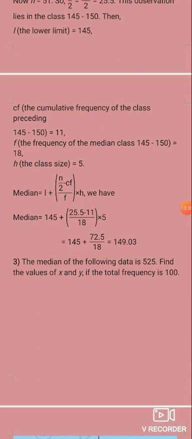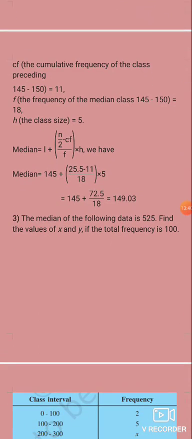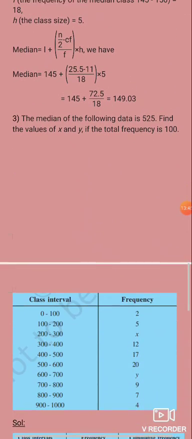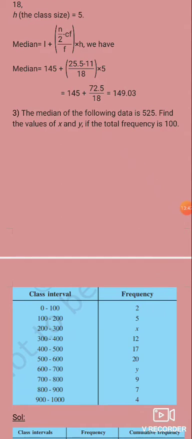Now the next type of question, this is also an important one, a 4-mark question, the maximum mark question. The median of the following data is 525. Find the values of x and y, the missing frequencies. In the case of a mean, there is only one missing frequency. So here the missing frequencies are x and also y, and the total frequency given is 100.